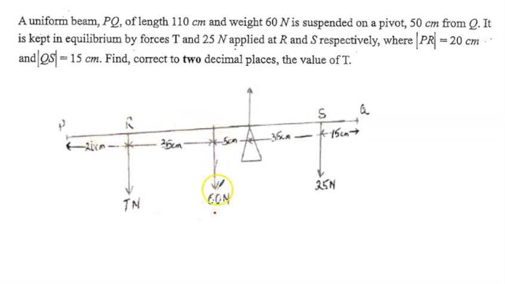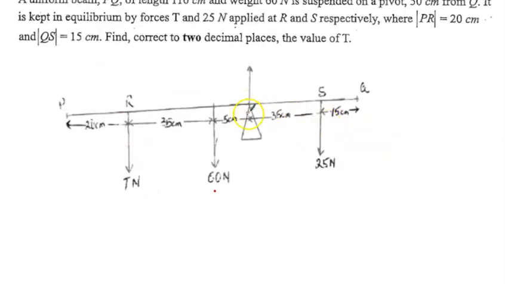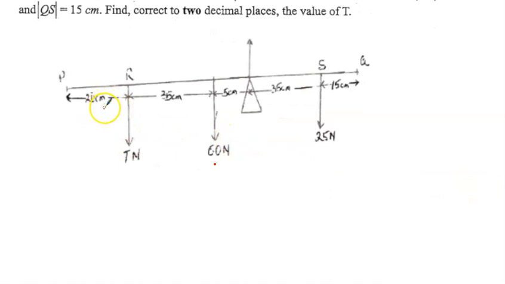But because the weight of the beam is at 55 centimeters, if here is 20 centimeters, from R to the weight of the beam will be 25 centimeters. And then the pivot is 50 centimeters from Q, which means that from the weight to the pivot will be 5 centimeters. Okay. And then QS is 15 centimeters, so from S to the pivot will be 35 centimeters. Okay. So, taking moment at this pivot, we can change these to meters. Remember, 100 centimeters is equal to 1 meter.